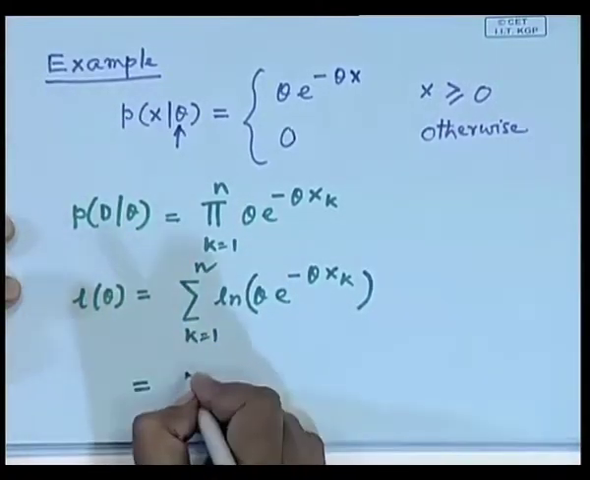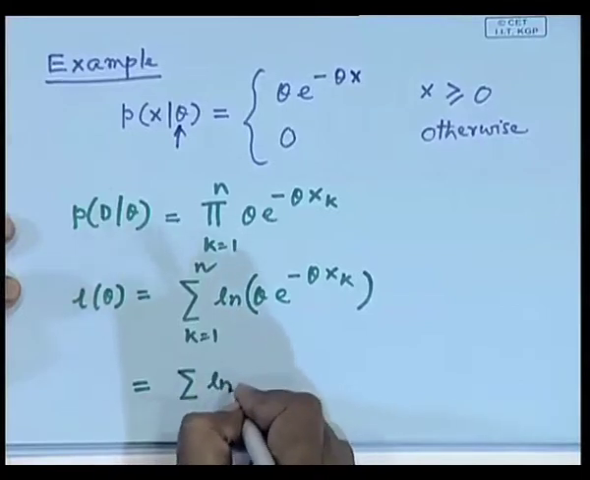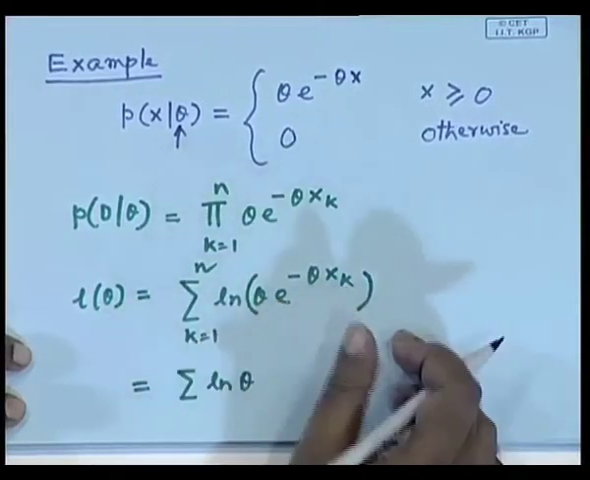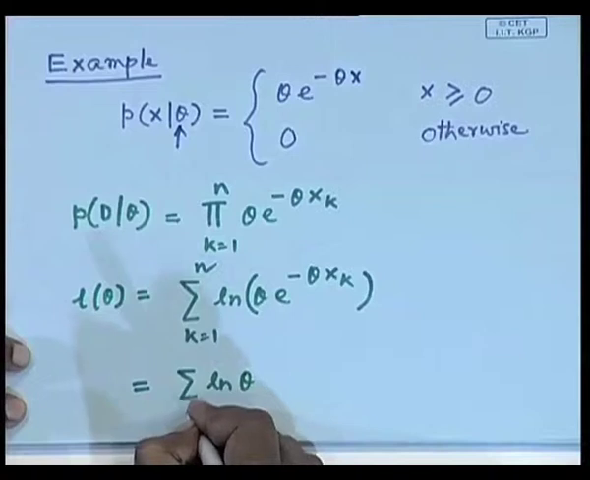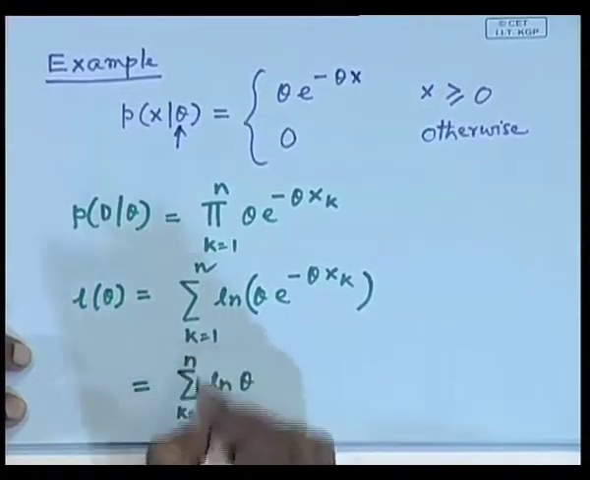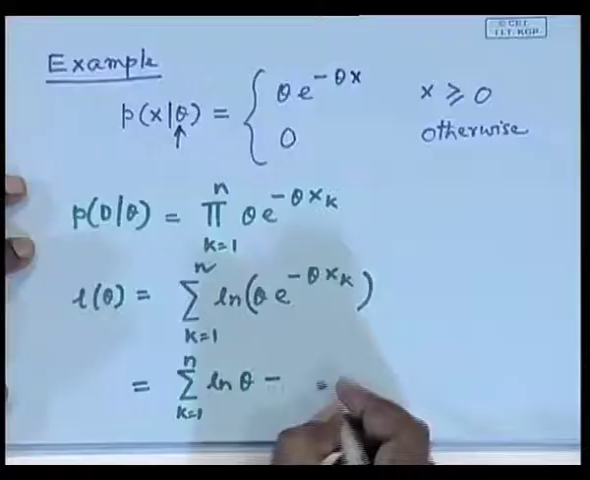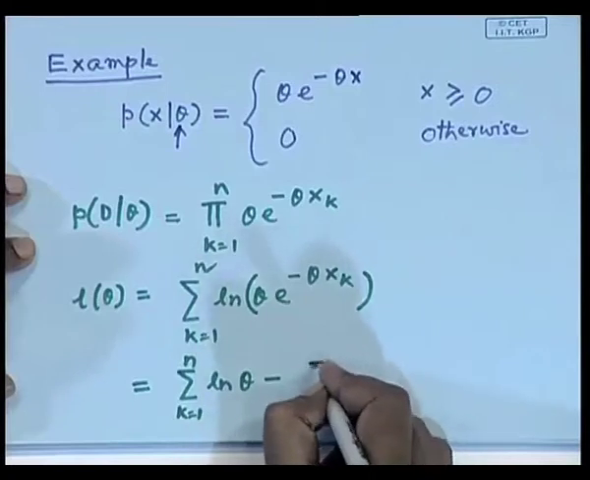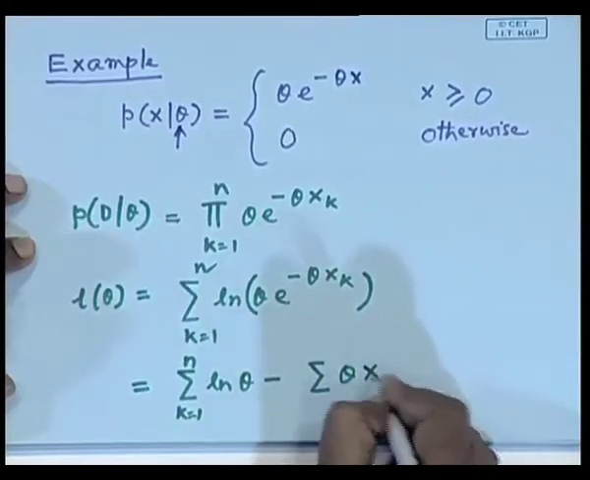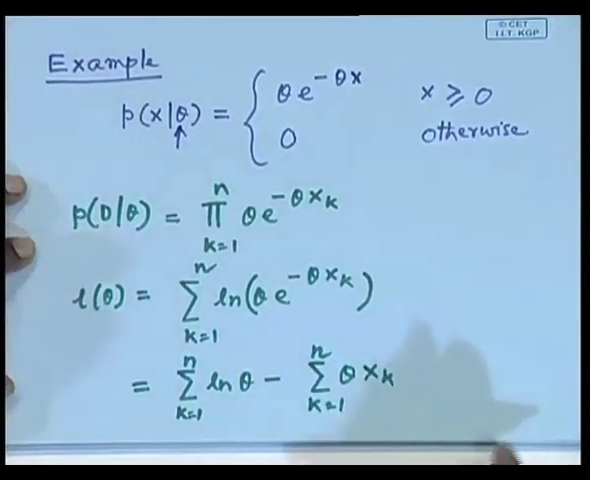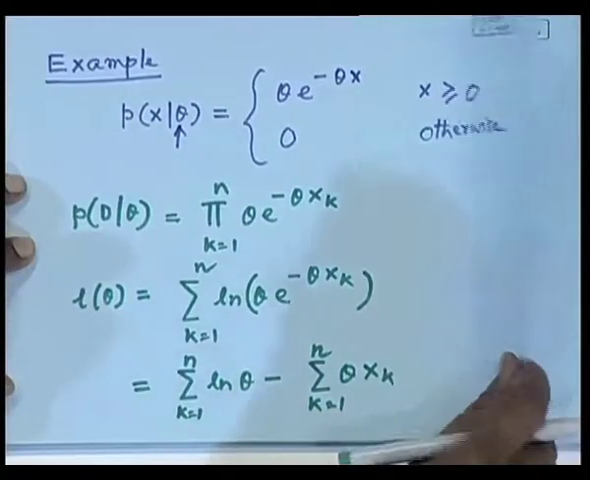This will simply be sum of ln theta, because here again a product term will be converted into two summation terms. So, sum of ln theta, where k varies from 1 to n, and as before it is ln theta that will be added n number of times, because it is a constant term that I am adding n number of times. Okay. So, this minus sum of theta x k, where k varies from 1 to n. Okay. So, this I can rewrite in the form.